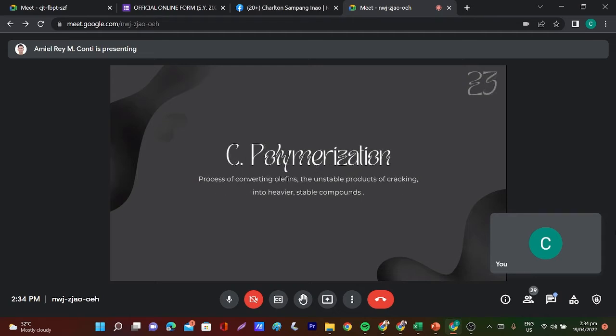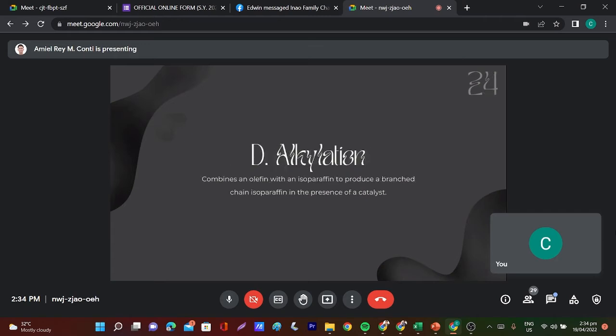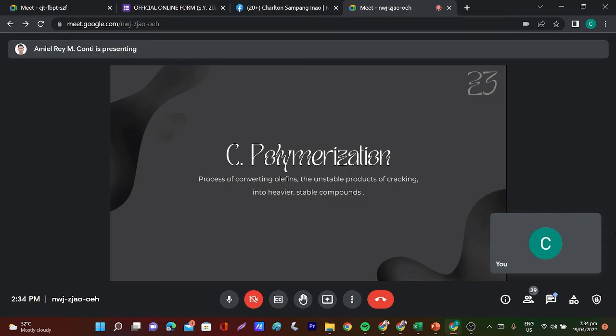Polymerization. Process of converting olefins, the unstable products of cracking, into heavier stable compounds. Polymerization happens when monomers combine to produce huge chain-like molecules called polymers, which is where polymerization came from. Examples of products ng polymerization are plastics, rubbers, and adhesives. And next.